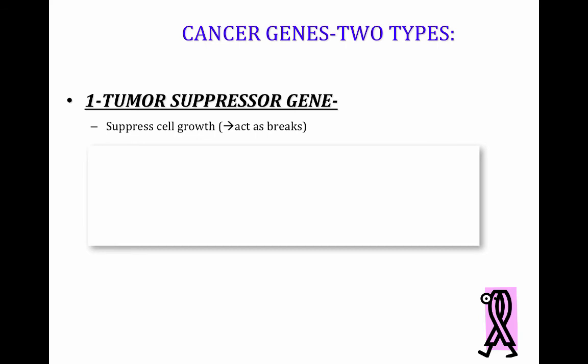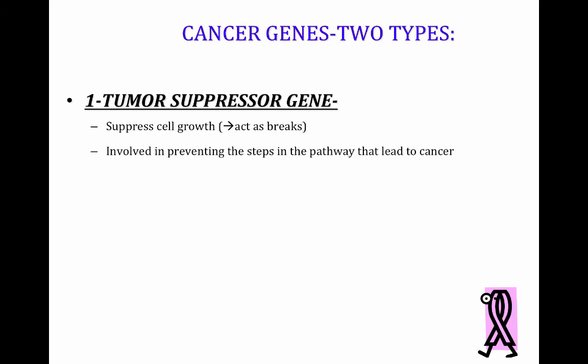Tumor suppressor genes suppress cell growth. They act like the brakes on a car. They're involved in preventing the steps in the pathway of development that leads to cancer tumors. So they put the brakes on those cell division pathways.